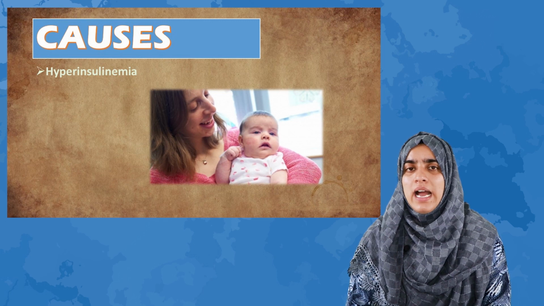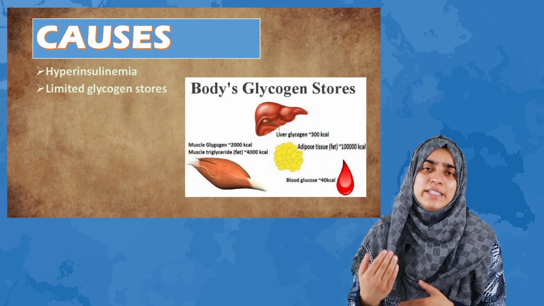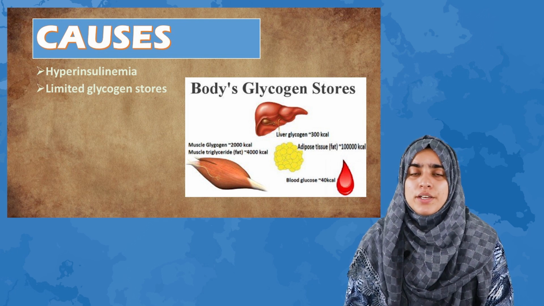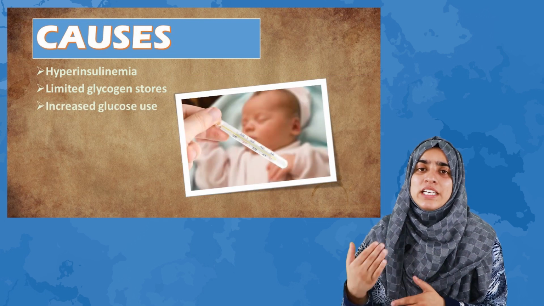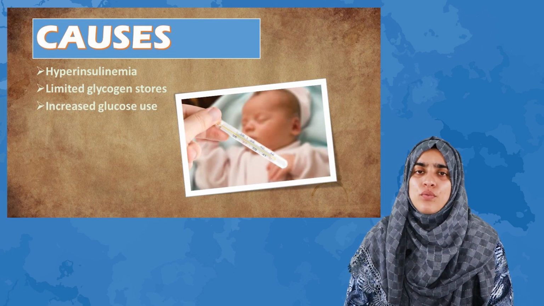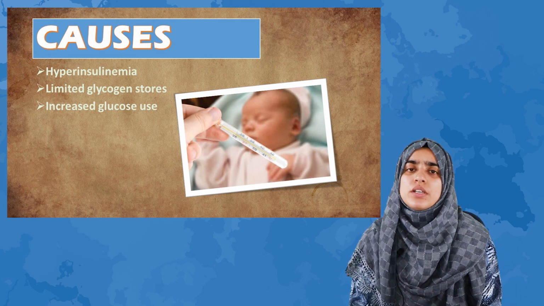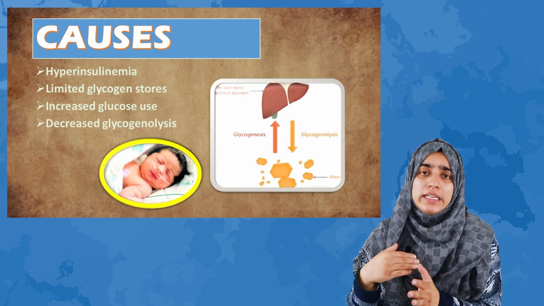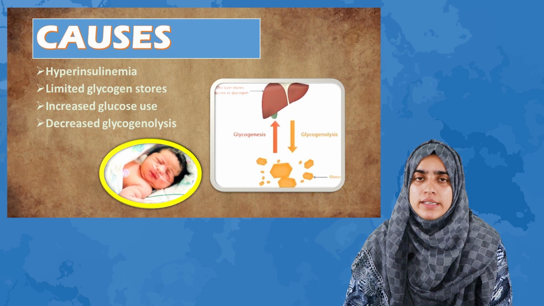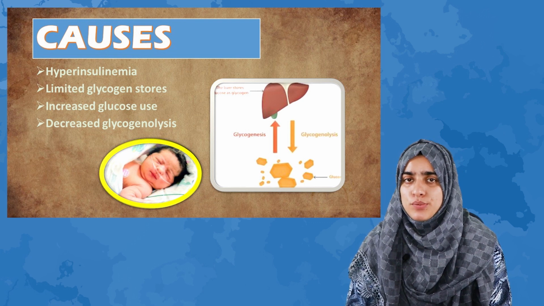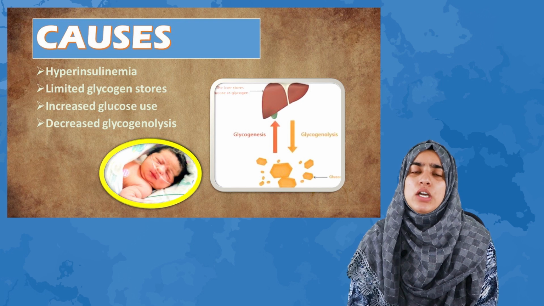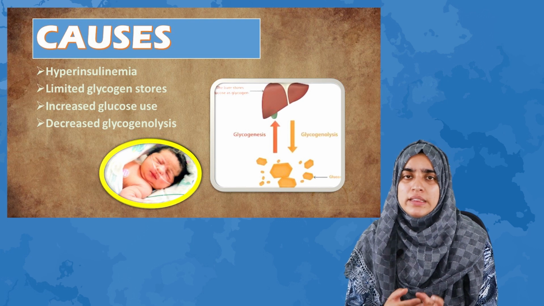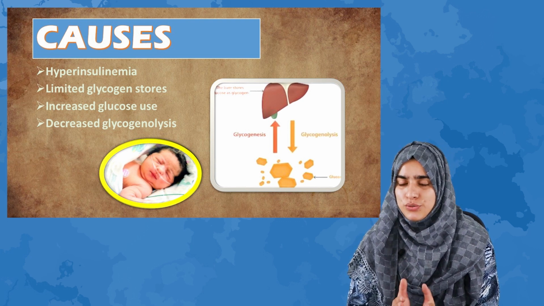Presence of persistent hyperinsulinemia, when there are limited glycogen stores, which is usually seen in prematurity or intrauterine growth retardation. There will be increased glucose use. In case of hypothermia, glucose will be used at a higher level, so it may lead to the reduction in the glucose level. Then there is decreased glycogenolysis or decreased gluconeogenesis, which are actually the processes which help to store and produce the glucose for later use. So when these processes are decreased, it may lead to a decrease in the glucose level.